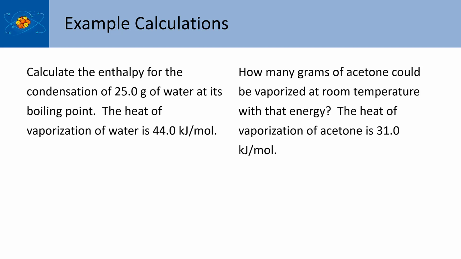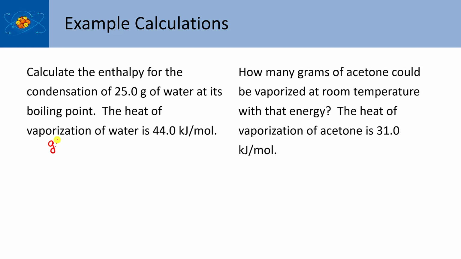This is actually a common thing, because the way we transfer heat in water heaters is through boiling water and then condensing the vapor or the steam at different locations. And so we're going to calculate how much heat is released when 25 grams of water is condensed at its boiling point. All right, so to start with, we have 25 grams.